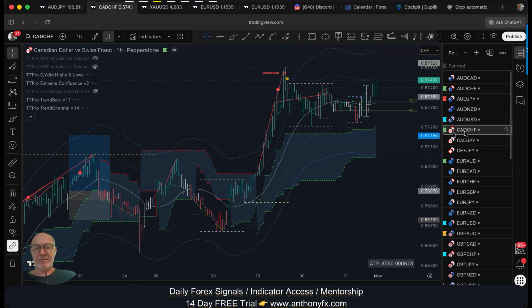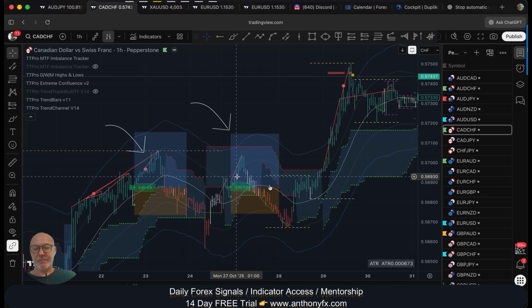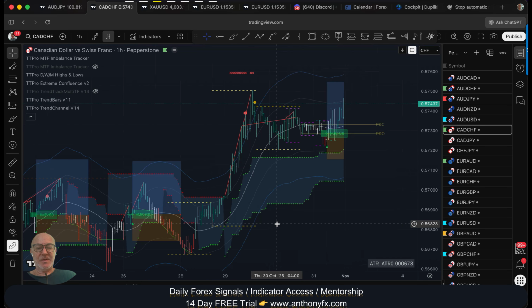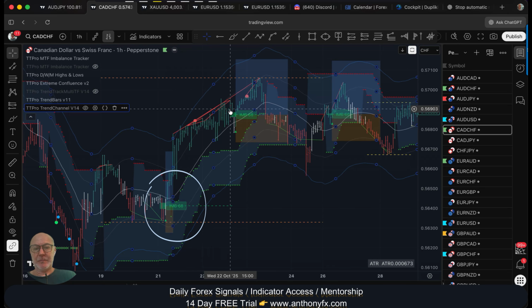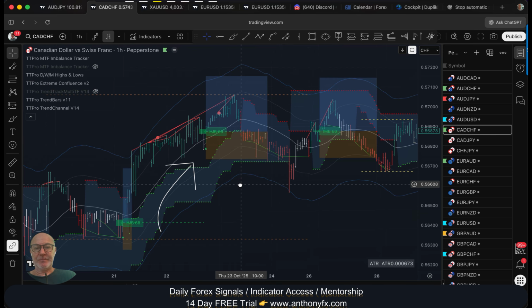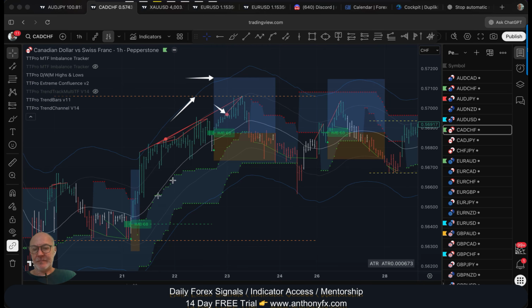CAD Swiss. Bullish signals. Nice. Look at that. Really nice. So with this one, where you entered here, your exit could be there or up here.